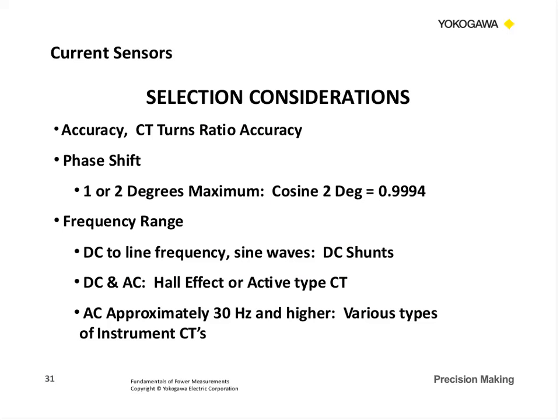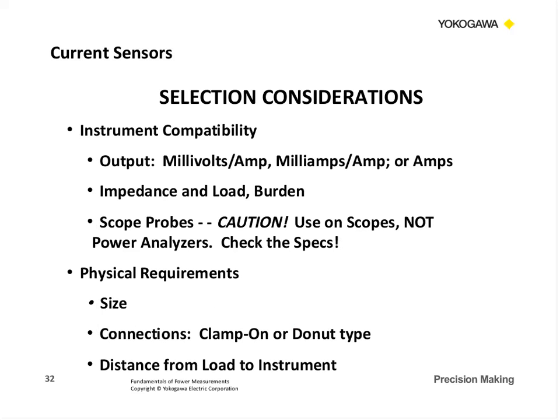Obviously, you have to look at the frequency range. If we're looking at DC to line frequency sine waves, we can use a DC shunt. If you need to measure AC and DC, we have what they call Hall effect type or an active type of CT. Then our basic instrument transformers, like the one that we make, have a frequency response of about 30 hertz and higher. It gives us a 5-amp output, and that's what we call a typical instrument transformer. Some of these outputs are different. Some of them have a millivolt per amp or a milliamp per amp output, or like our instrument transformers, just a 5-amp output. The impedance or the load that you're hooking onto that secondary is very important, along with how far you're going to run those wires to the instrument, things like that. So you have to be careful, and we can help you out with that if it's a problem.